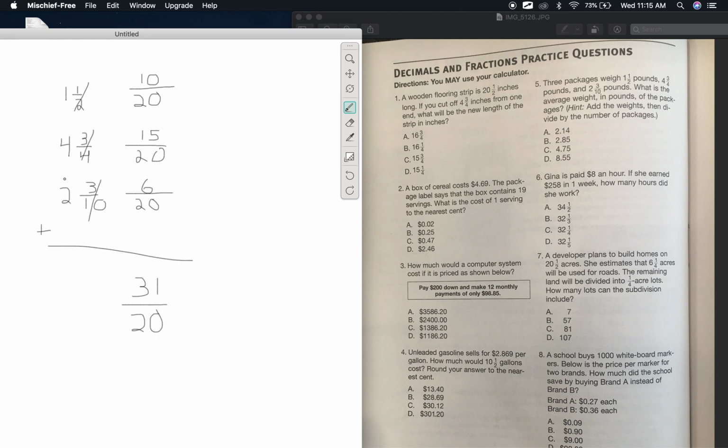Okay. Then we have 2 plus 4 is 6, plus 1 is 7. Okay. Now, this is an improper fraction, so we need to reduce it. We know that 20 goes into 31 one time, so we add a 1 to the 7, and we make it an 8. Now we have 11 over 20.